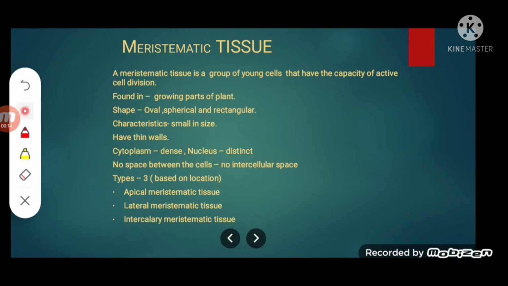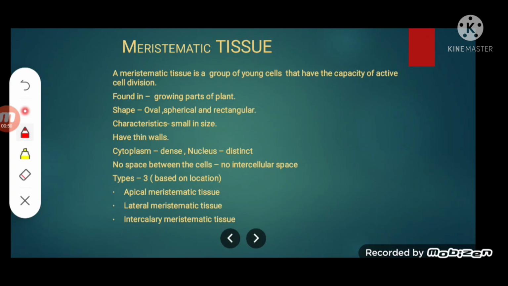Now, what are its three kinds? First, let us see, based on the location, where they are located: apical meristematic tissue, lateral meristematic tissue, and intercalary meristematic tissue. These are the three categories, or three kinds, of meristematic tissues, and they are all found in growing parts of the plant. So what will be the basic characteristics of all these three tissues which fall under the category of meristematic tissue? Let us study it systematically.